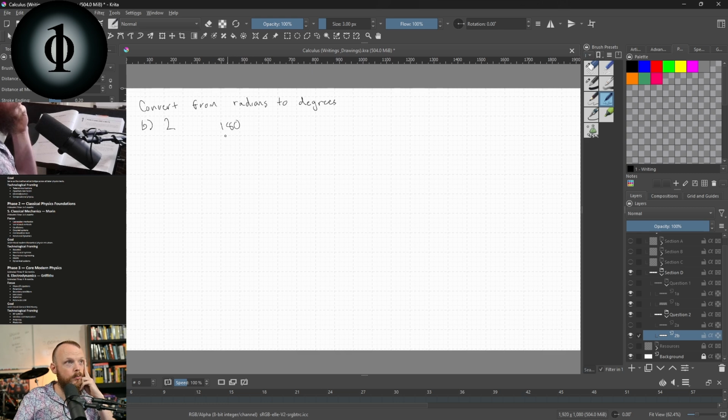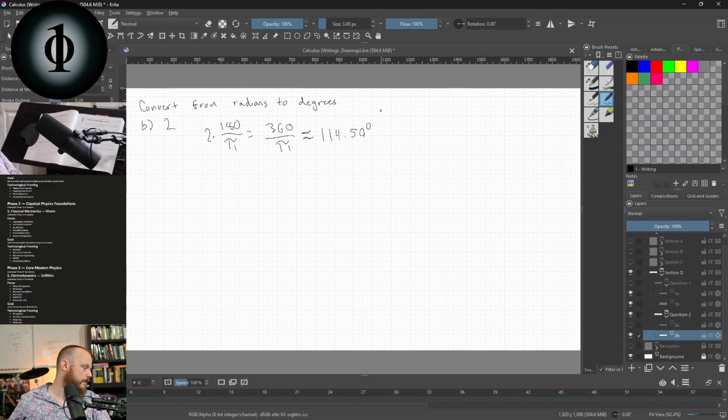So it's 180 over pi. So it's 2 times that, which is equal to 360 over pi, which is equal to, well, I got to use a calculator. I'm not a genius. 114.59 approximately, 114.59 degrees. Yep. Or 0.6 is what they've got. They rounded. Okay.